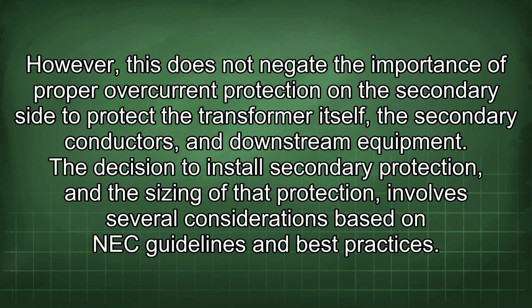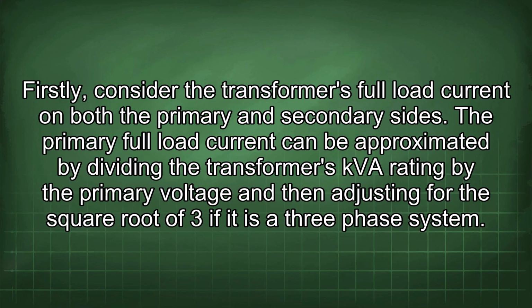The decision to install secondary protection and the sizing of that protection involve several considerations based on NEC guidelines and best practices. Firstly, consider the transformer's full load current on both the primary and secondary sides. The primary full load current can be approximated by dividing the transformer's kVA rating by the primary voltage and then adjusting for the square root of 3 if it is a three-phase system.